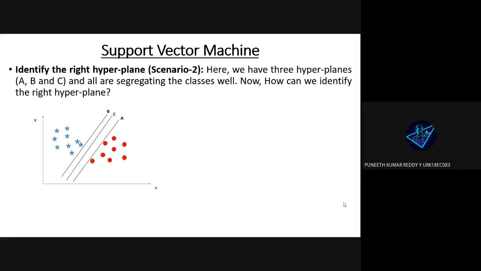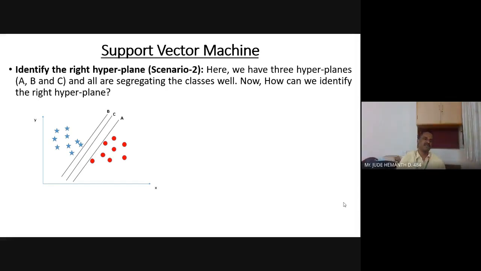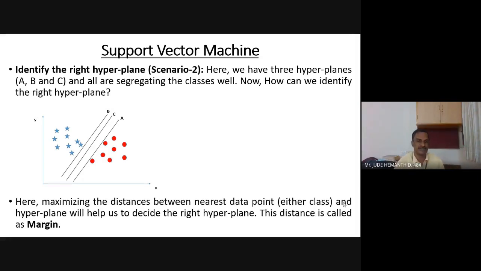Maximum margin. The distance between the stars and the circle is more. If you look at the star, it is very close to B. The support vector, the star which is near to the hyperplane, is very close to B. When you look at your circles, it is close to A. But when you look at C, it is at a sufficiently larger distance from these two.